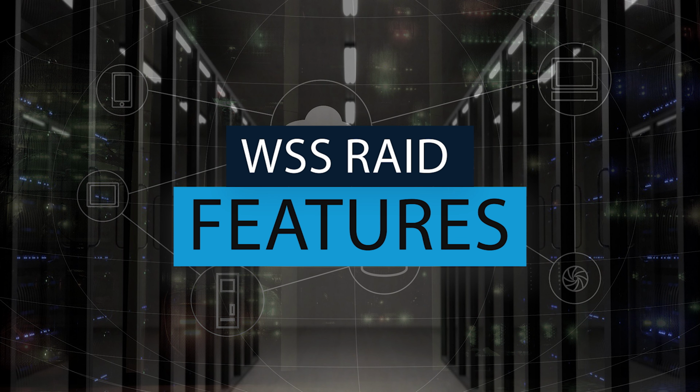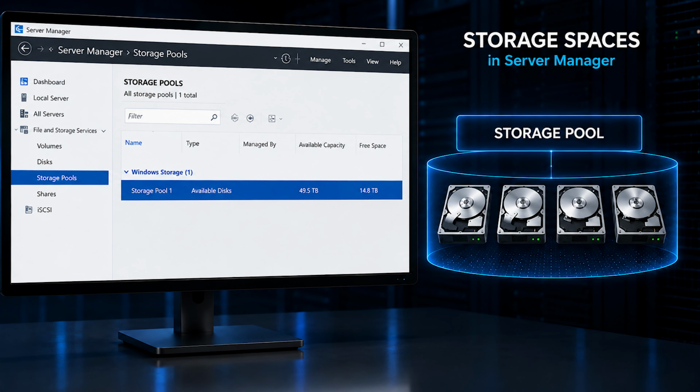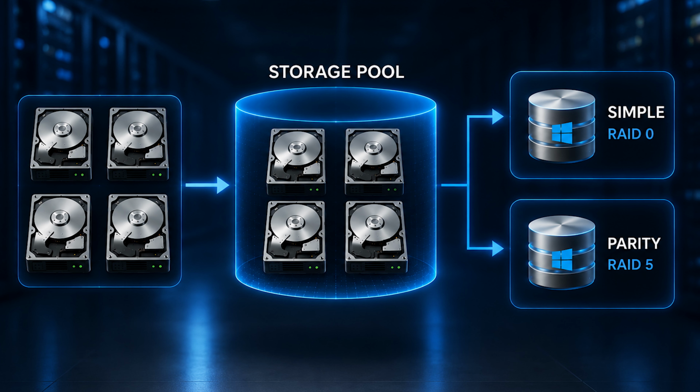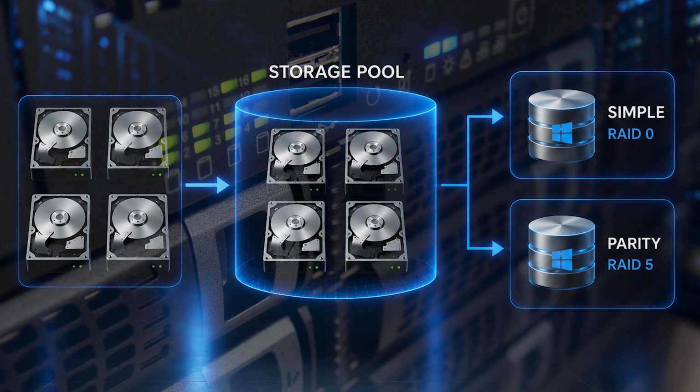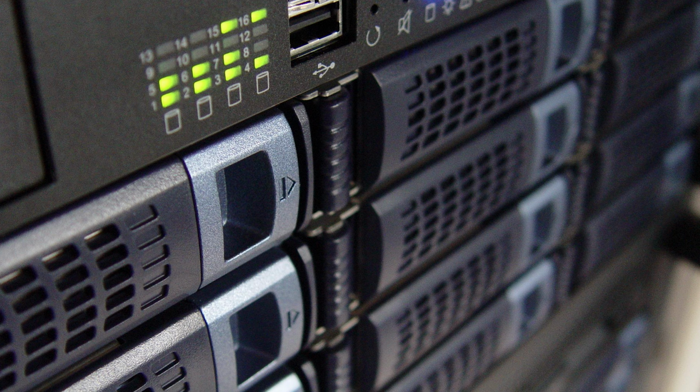WSS RAID Features. In Windows Server 2022, software disk arrays are created using storage spaces in Server Manager. This modern storage virtualization system works by creating pools. First, physical drives are combined into a common storage pool, and virtual disks are then created inside it with the required level of fault tolerance, such as simple or parity arrays, corresponding to traditional RAID 0 and RAID 5. This approach provides flexible capacity management and highly scalable server storage.